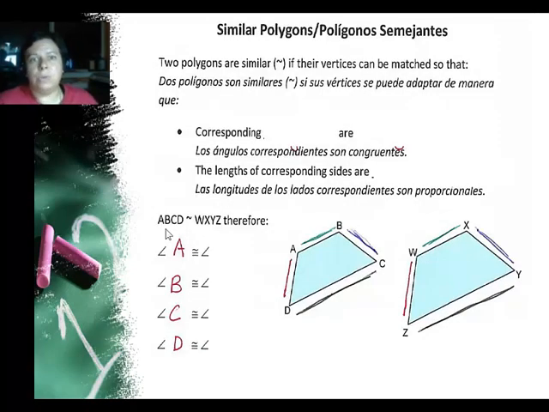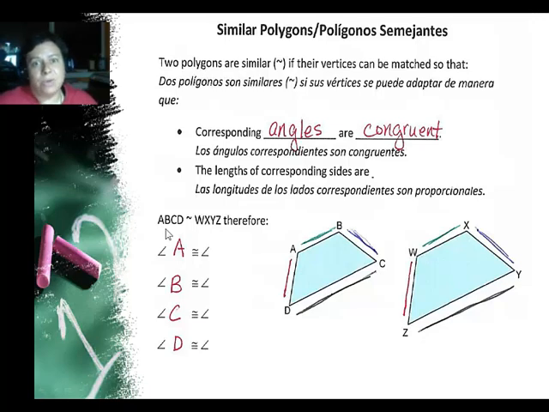If you go to your notes, at the beginning it says two polygons are similar if their vertices can be matched so that corresponding angles are congruent and the lengths of the corresponding sides are proportional. Now, taking a look at your notes here, I went ahead and color-coded the two polygons. Polygon ABCD is similar to WXYZ. Now, why don't you take a minute and see if you can figure out which angles go with A, B, C, and D.